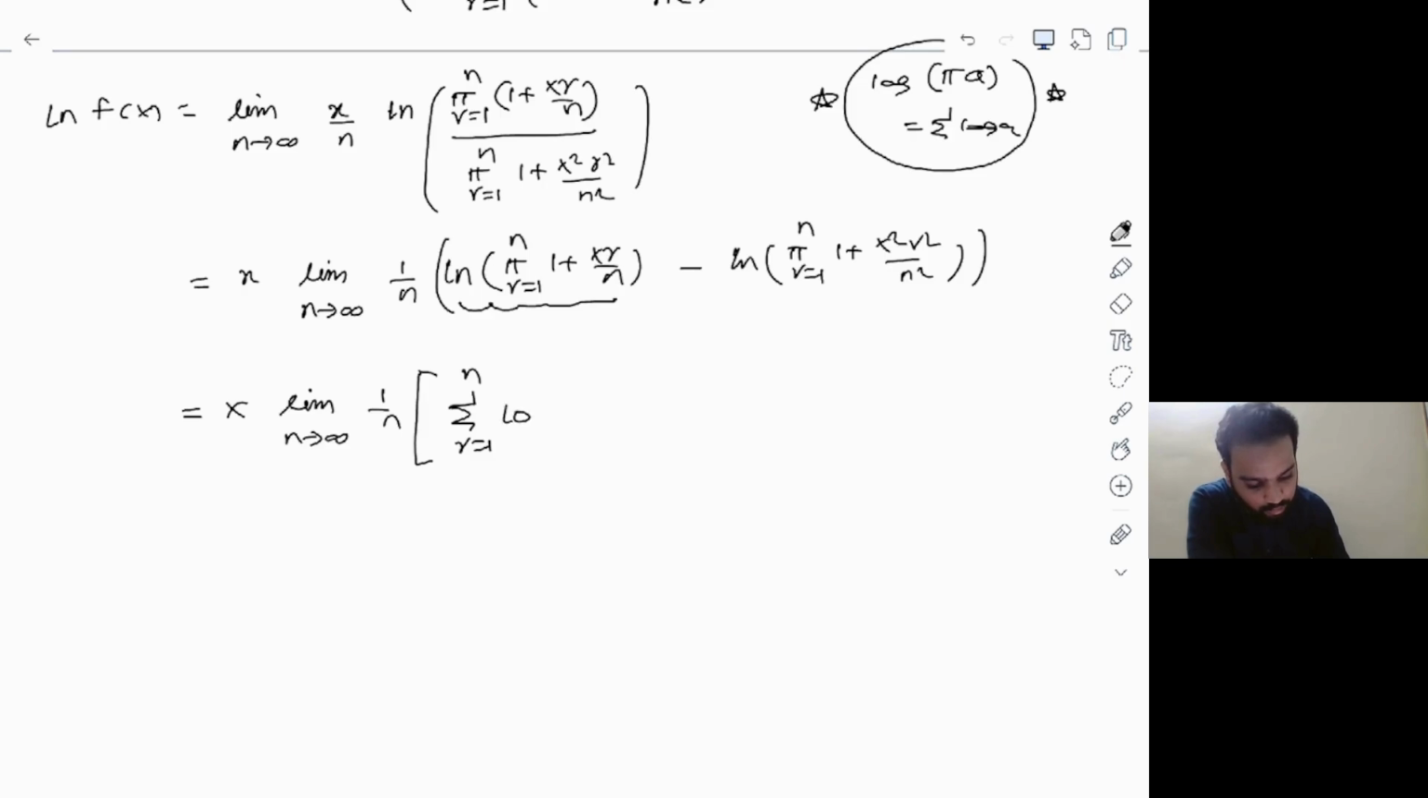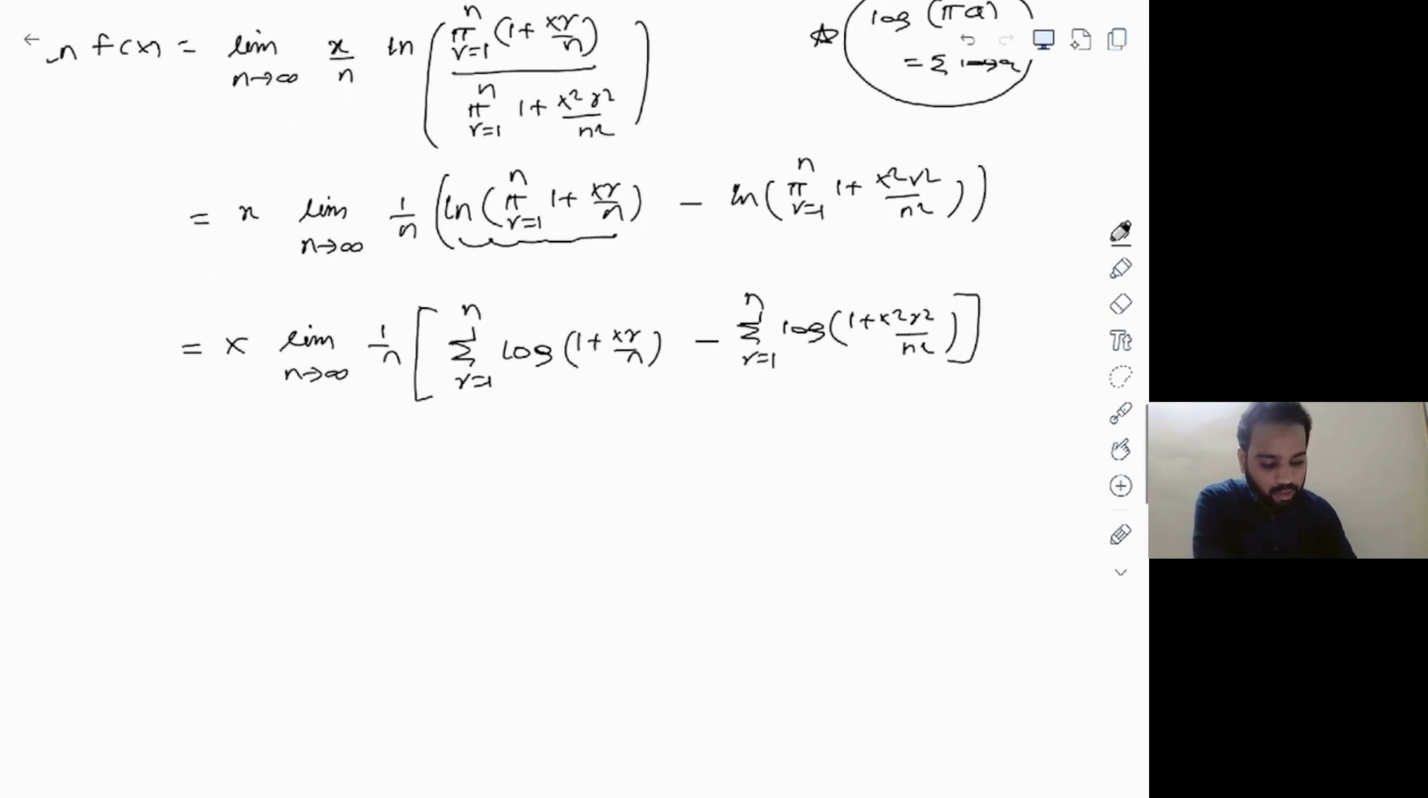This will be log of 1 plus xr by n, and minus, similarly this is also sigma r equals 1 to n log of 1 plus x square r square divided by n square. Okay. Now finally, if you look at both the terms here, it is just looking like the form 1 by n into sigma of log of some f of r by n function, right? So what do we do for that?